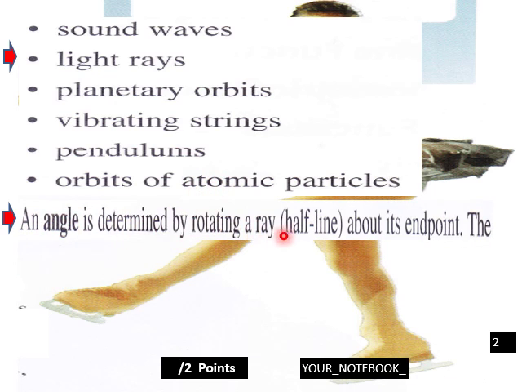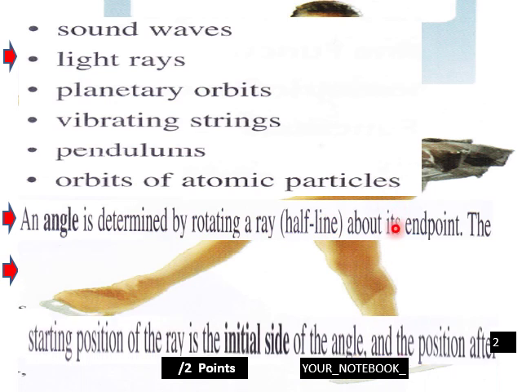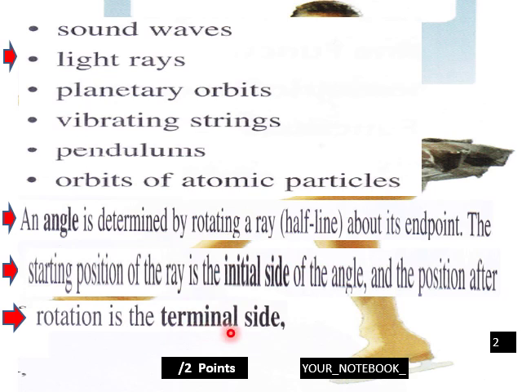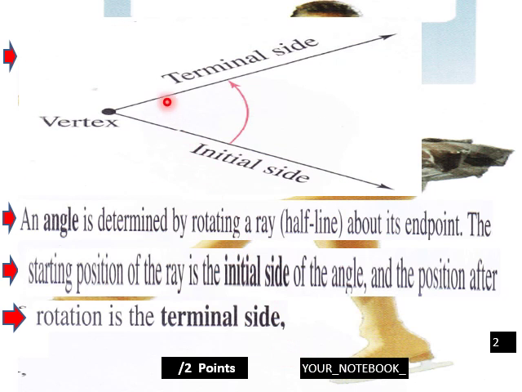An angle is determined by rotating a ray, half line, about its endpoint. The starting position of the ray is the initial side. So we're starting to get into some trig terminology here, an angle, and then the initial side of the angle, and the position after the rotation is the terminal side. This goes into your notebook. And then this is an example here of vertex. And then initial side, then we rotate this way to our terminal side, and we'll get into that later, but that's a good diagram of these definitions.